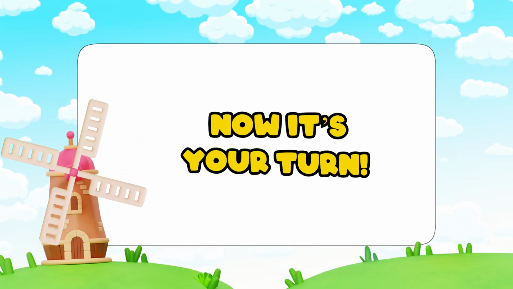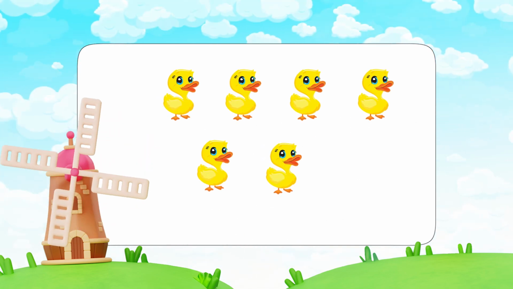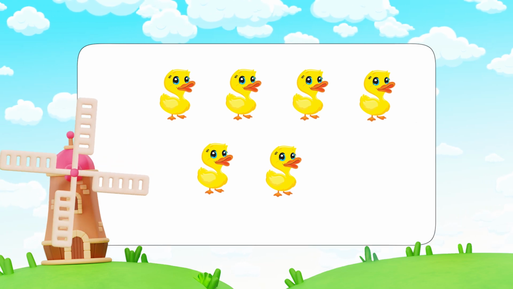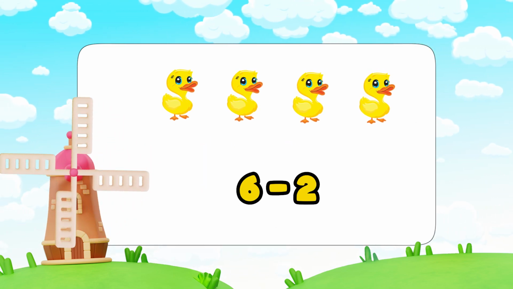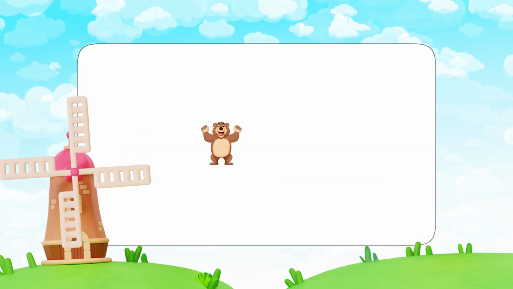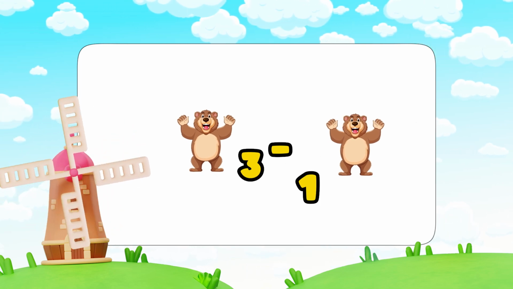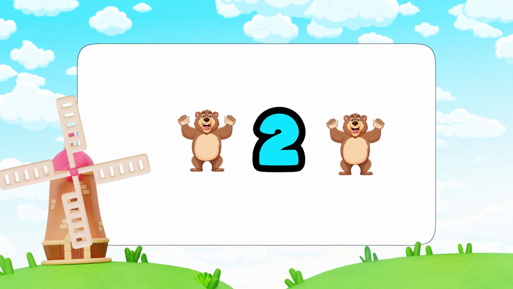Now it's your turn. Let's try some more. What is 6 ducks minus 2 ducks? 4 ducks. Yes, it's 4 ducks. What is 3 bears minus 1 bear? Right again. It's 2 bears.